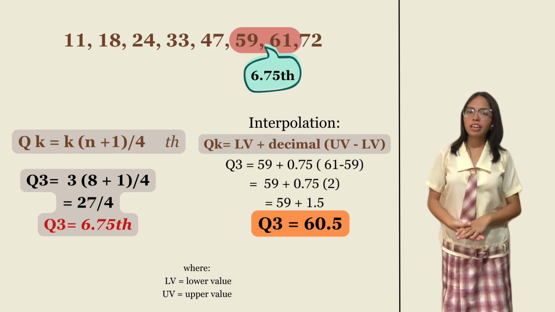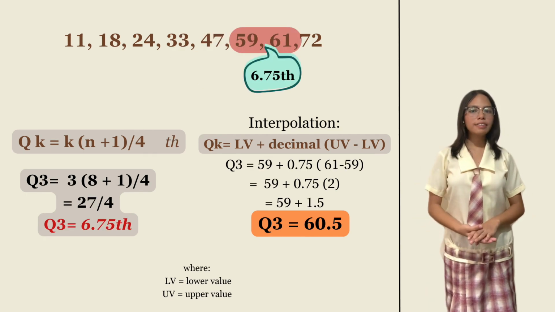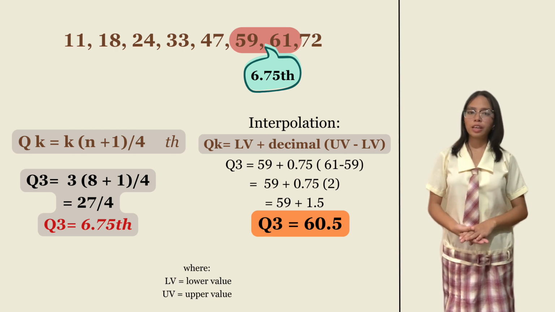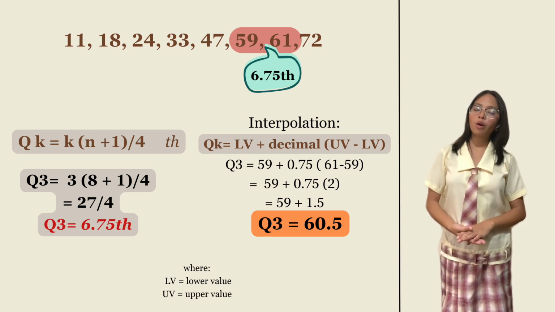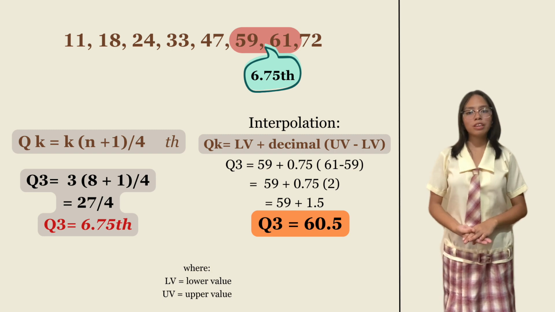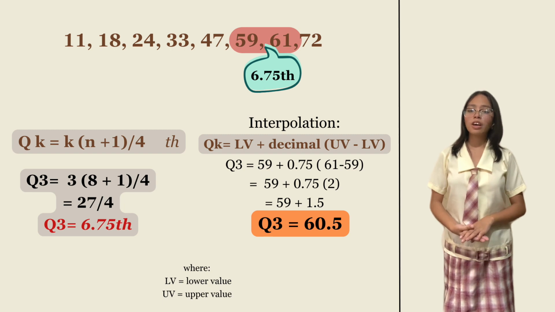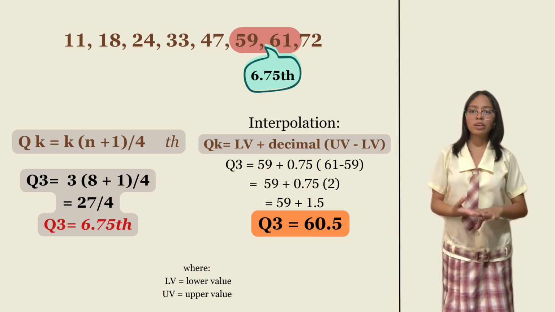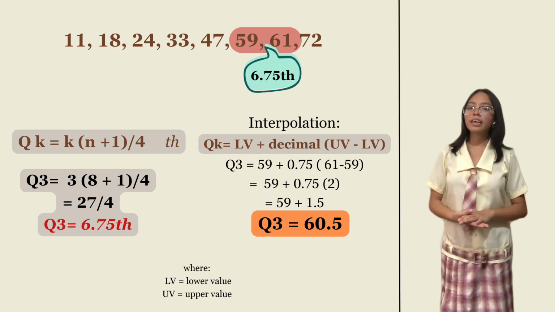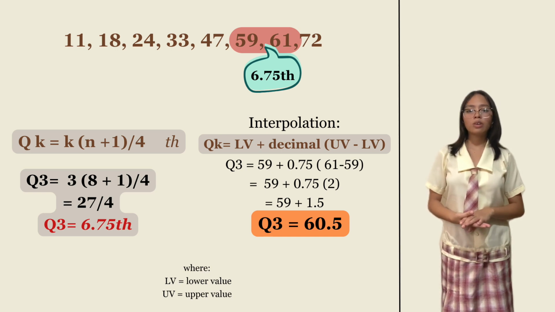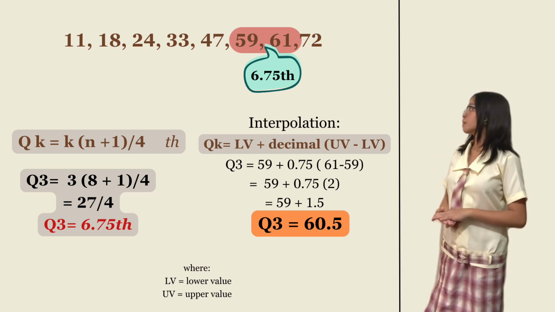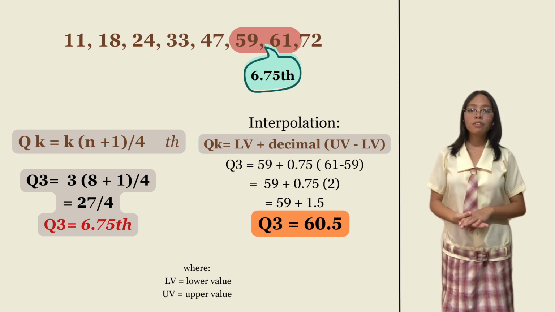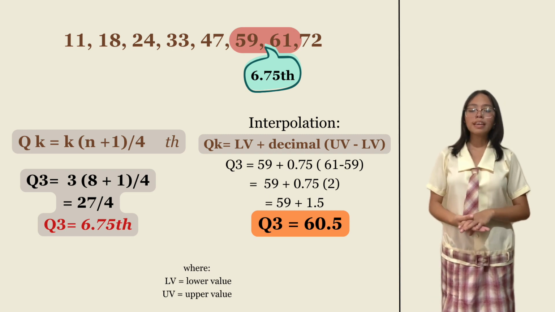Lastly, in quartile 3, our K is 3 and our N is 8. So we get quartile 3 is equal to 3 times 8 plus 1, divided by 4. 8 plus 1 is 9, times 3. We get 27, divided by 4. We get 6.75. Quartile 3 is between the 6th and the 7th data, which is 59 and 61. So we need to interpolate. We need to use again the formula Q_K is equal to LV plus the decimal times the difference of UV and LV. The lower value is 59 and the upper value is 61.